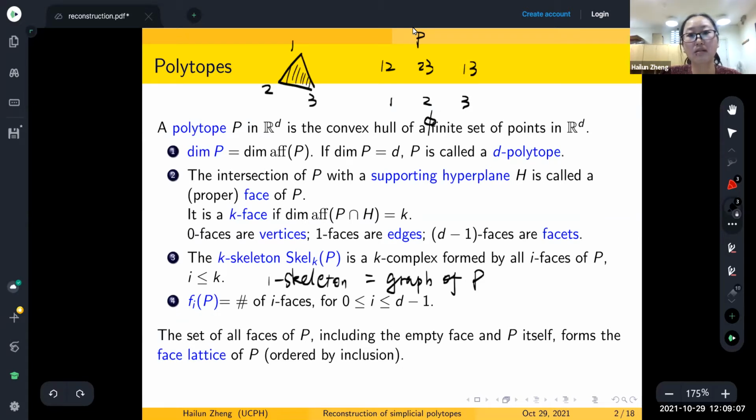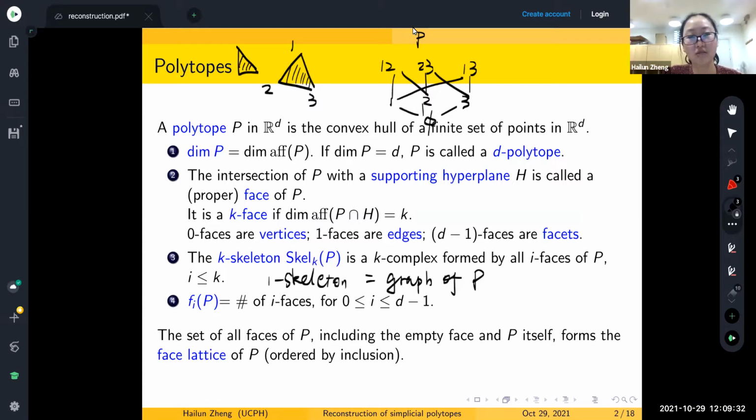And also the empty set. So that's kind of easy to see that this is the standard poset that we have. And so what happens is that if you have a different polytope, let's say I have another triangle of different shape, and you see that although these two triangles are realized in the space and they have different shapes, still they will have the same face lattices. This is good because somehow we want to distinguish different polytopes by just looking at the face lattices.